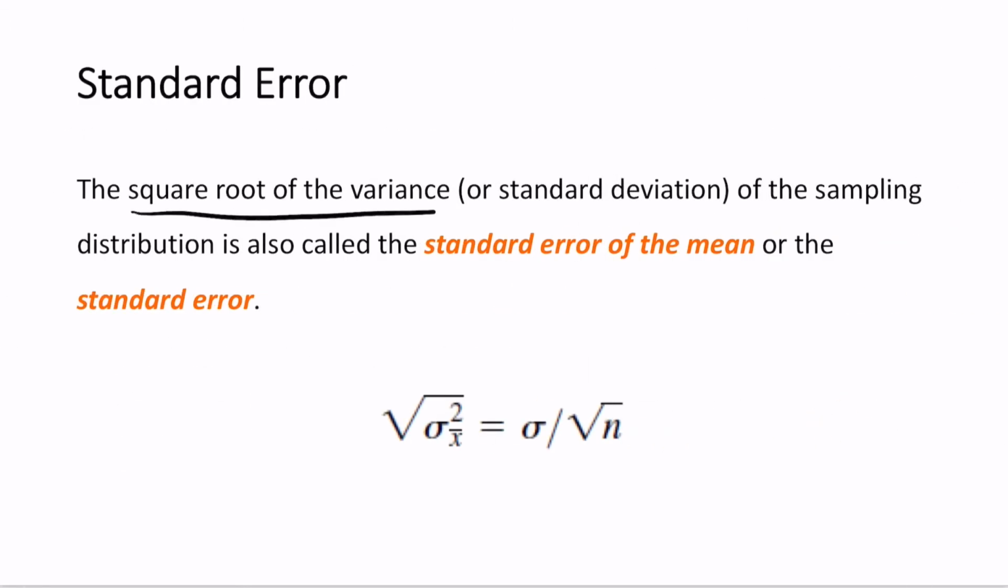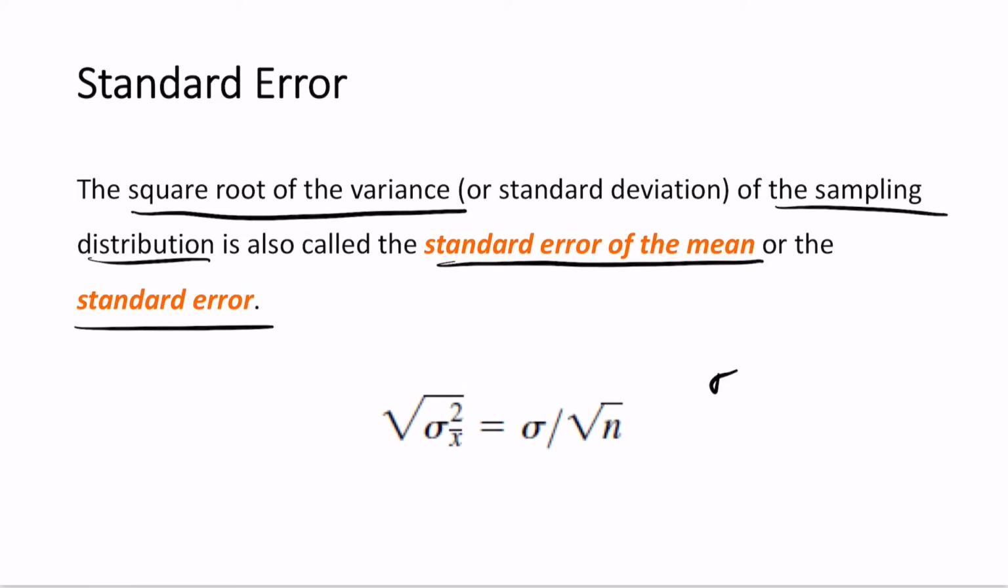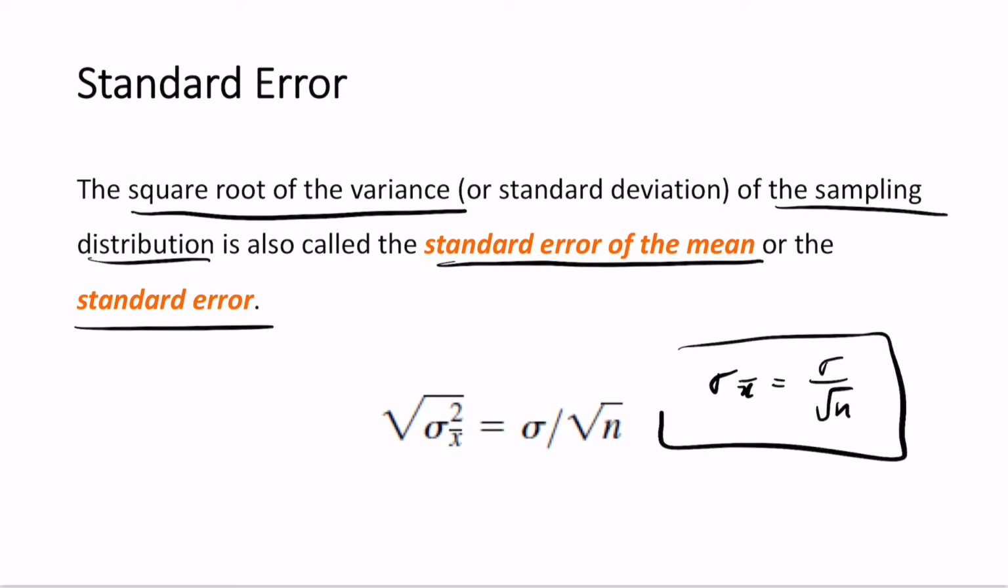So standard error is the square root of the variance of the sampling distribution, and we call that the standard error of the mean or the standard error. It's written as sigma x bar, which can be written as sigma by root n. So this is the standard error or SE. Remember this one because you are going to use this over and over again. It is written as SE or SE underscore x bar. Both of them mean the same.